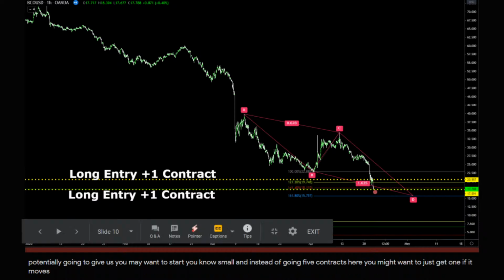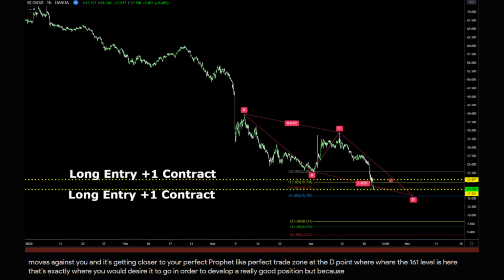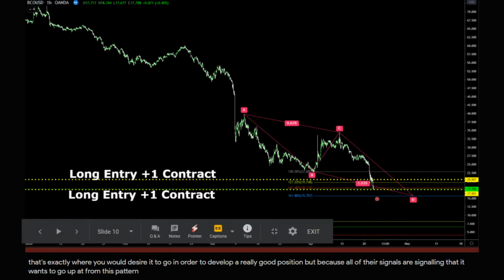If it moves against you, and it's getting closer to your perfect trade zone at the D point where the 161 level is here, that's exactly where you would desire it to go in order to develop a really good position. But because all of their signals are signaling that it wants to go up from this pattern, and it may not even get to that 161, so you buy another contract here.